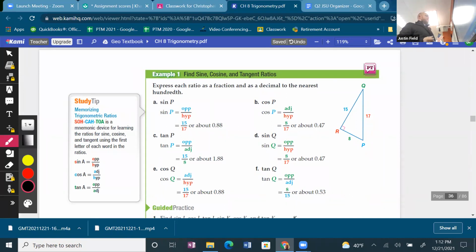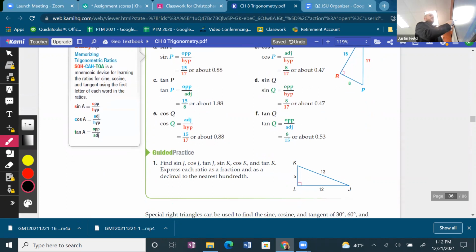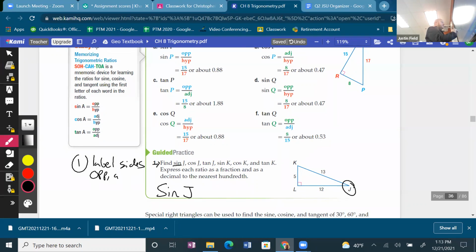Let's do our first guided practice. Find the sine of J. So what does that look like? Here's angle J. The first thing I'm going to do is label the sides: opposite, adjacent, and hypotenuse. I always label my hypotenuse first because it's across from the right angle. So that's my hypotenuse.